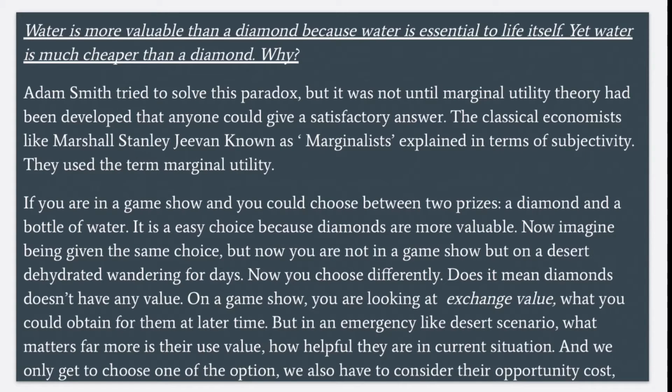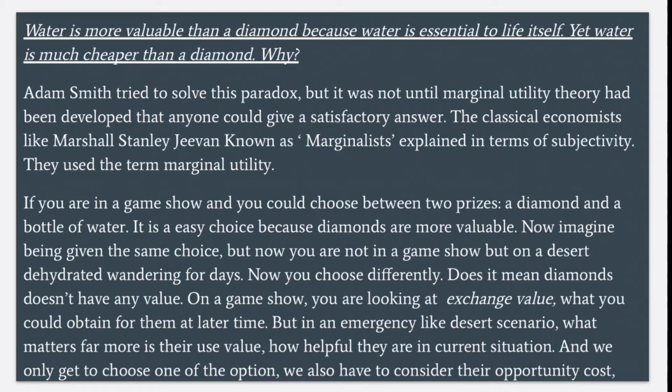If you are on a game show and you could choose between two prizes, a diamond and a bottle of water, it is an easy choice because diamonds are more valuable. Now imagine being given the same choice, but you are not on a game show, but in a desert, dehydrated, wandering for days. Now you choose differently. Does it mean diamonds don't have any value?